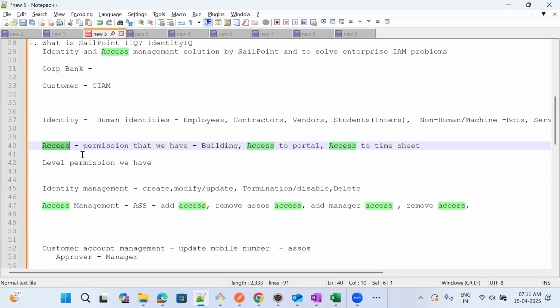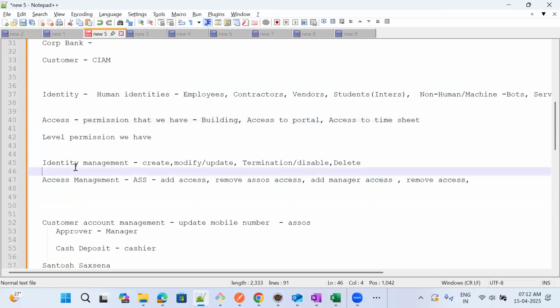So when we say identity and access management, we basically create digital entries. If we create the records of the identities, modify them, disable those accounts, enable those accounts, we call this identity management. Similarly, when we say access management, we give access to certain people, modify access, and also remove the access. All such operations are covered under access management.